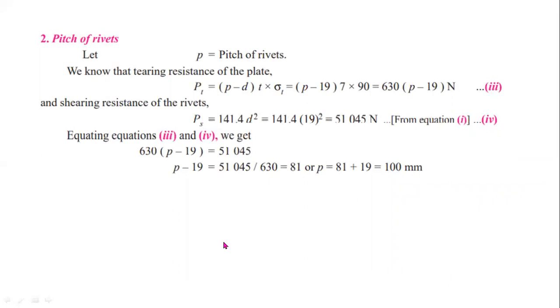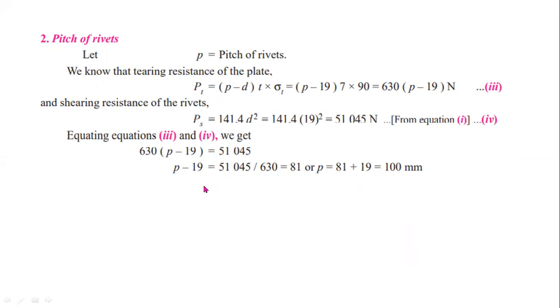Now, in the second step, we have to find out the pitch of rivets. This is the formula for determining the pitch of rivets. For determining the pitch of rivets, you have to consider tearing and shearing strengths. This is the formula for tearing strength. This is the formula for shearing strength. Already we found the value of PS in step number 1. So from these two equations, you can get the value of pitch P.